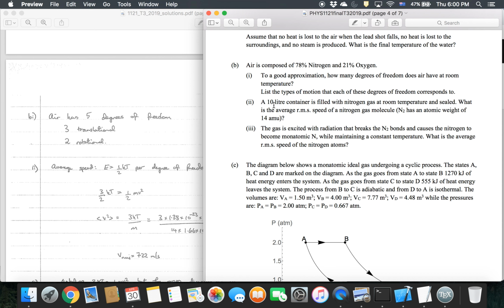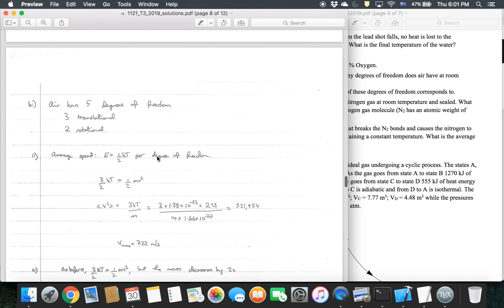Part 2, a 10-liter container is filled with nitrogen at room temperature and is sealed. What is the root mean squared velocity of the nitrogen gas molecule? Okay, and you get given the mass. So for this one, you use the equipartition theorem. You know the energy per degree of freedom is given by half kT.